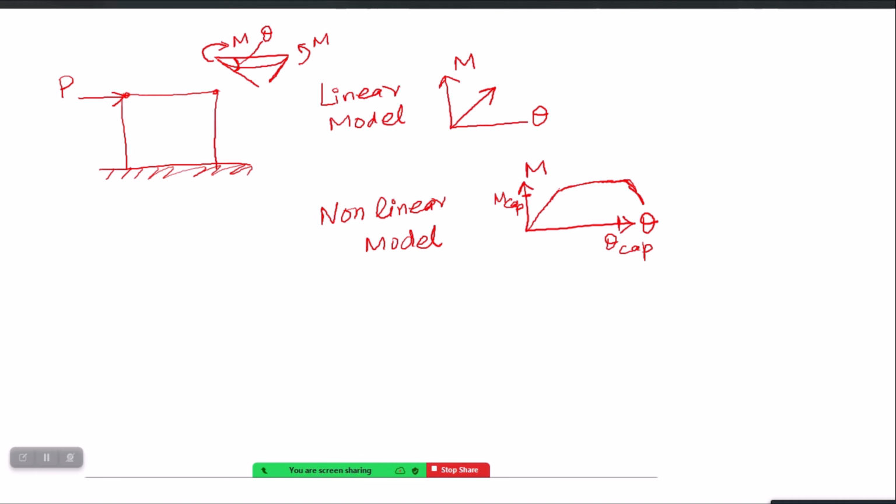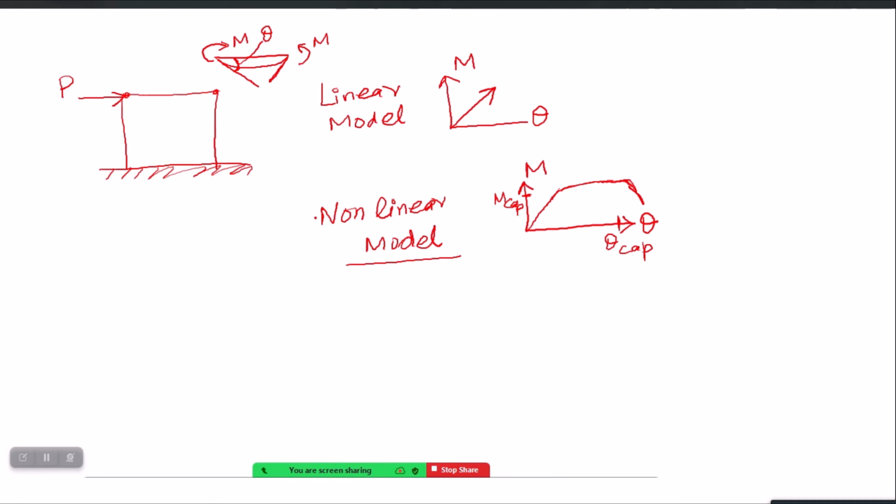So we replace this linear moment rotation behavior with this non-linear moment rotation behavior in our computer model, and this is the difference between a linear model and a non-linear model. Now if the beam is behaving like this in the second model, and if I apply some force which exceeds the moment capacity of the beam, the model will be able to predict that failure. The model will be able to show after the analysis that this beam has yielded significantly, right?